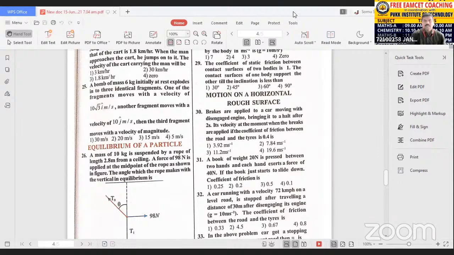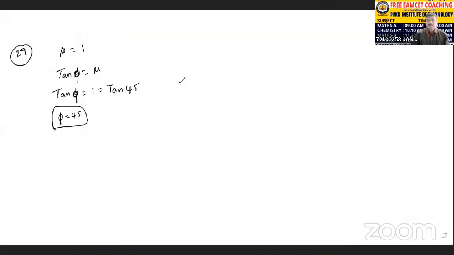Problem number 31. A book of weight 20 Newton is pressed between two hands, and each hand exerts a force of 40 Newton. Each hand exerts 40 Newton.